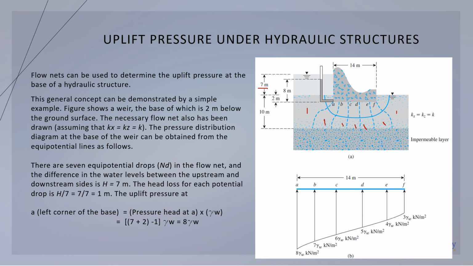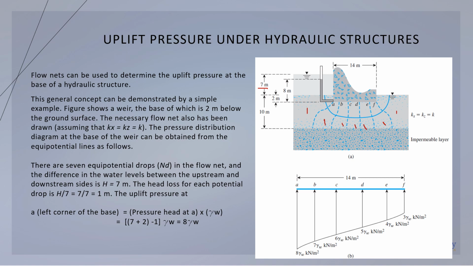The head loss for each equipotential drop, you just have to divide the total head difference by the number of equipotential drops. So 7 meters divided by 7 equipotential drops, we would have 1 meter head loss for each of these equipotential drops.